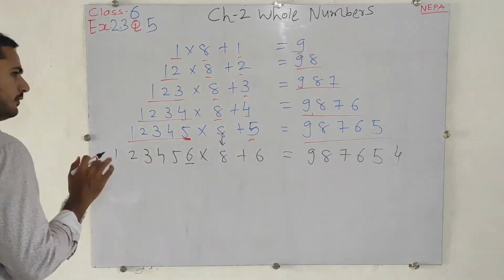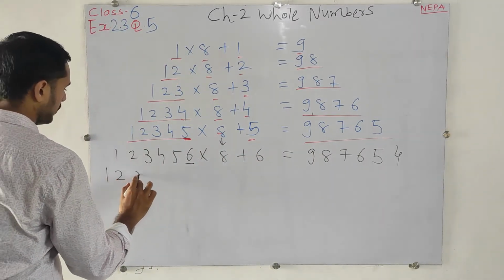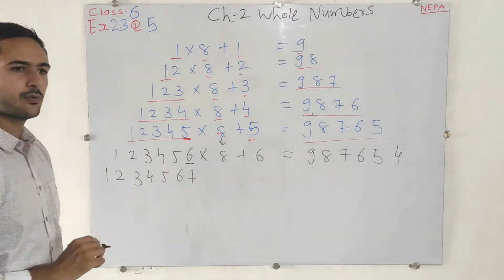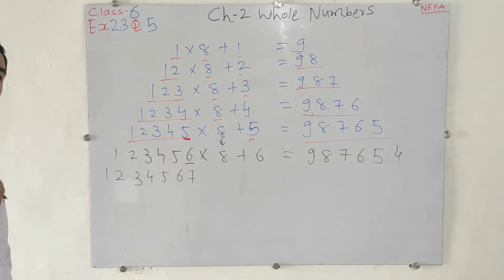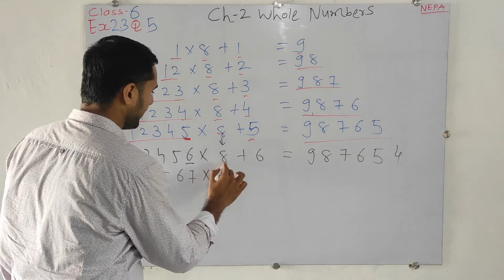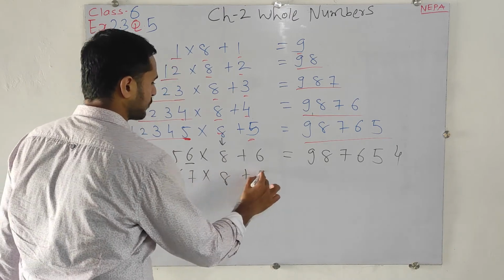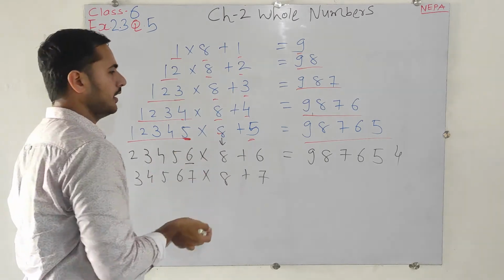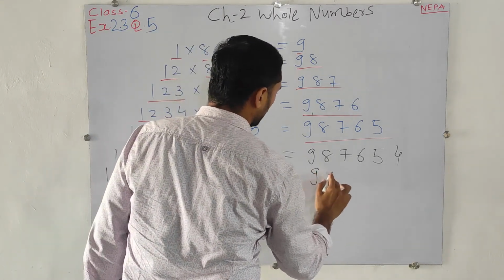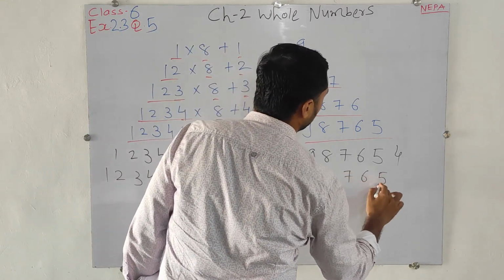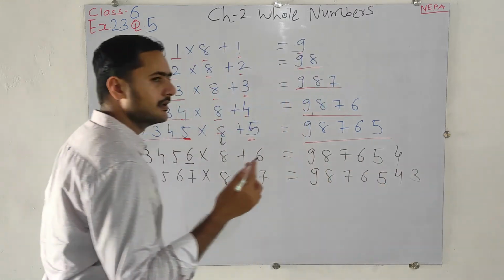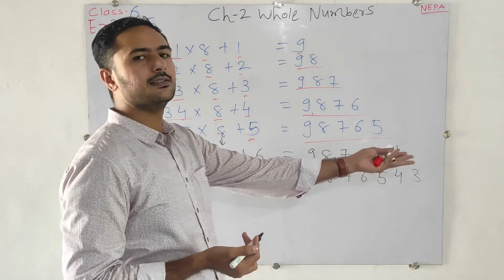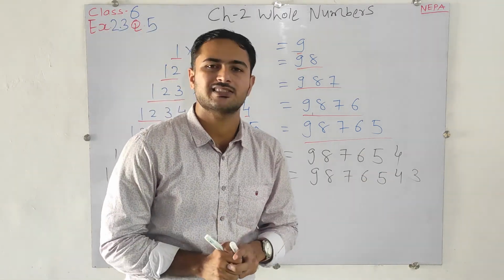Now one more time: 1234567. Till 7 I wrote, because before it was till 6, so we just increase by 1. Multiply by 8 as it is, plus 7, just write down 7. And here you can see 9876543, that's one more pattern over there. Still you can write till 2, 1, 0 like that, but that is your task which you have to complete.